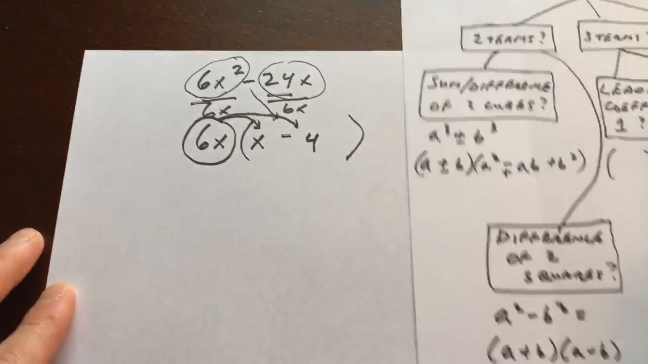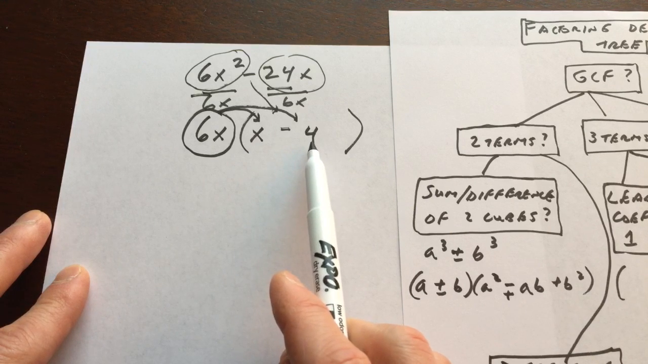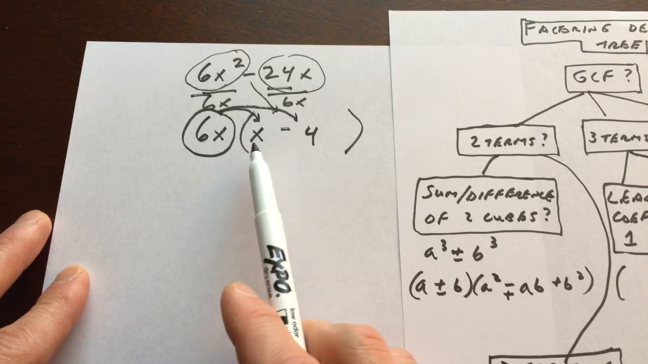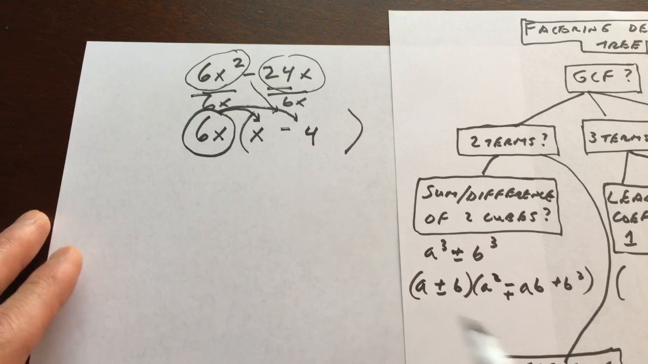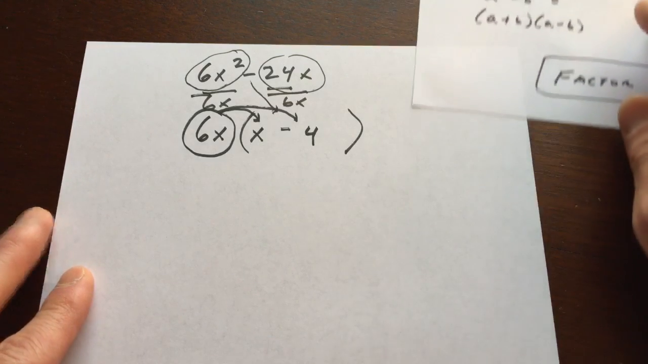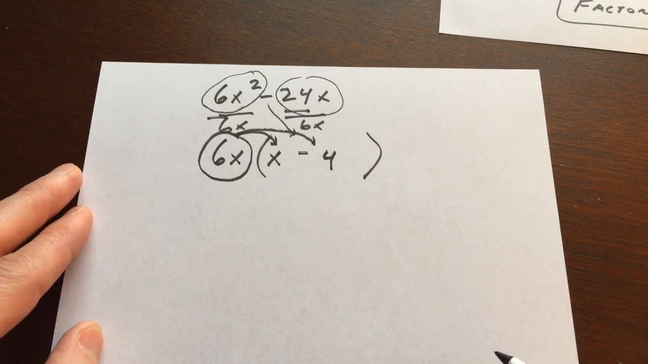So let's take a look. Well, it looks like x is not a perfect square. 4 is a perfect square, but this is not a difference of two squares. 4 is a perfect square, but x is not. So in this case, that's as far as we can go. And with factoring, again, you always want to see if you can take it further, but this is as far as we can take it at this point.